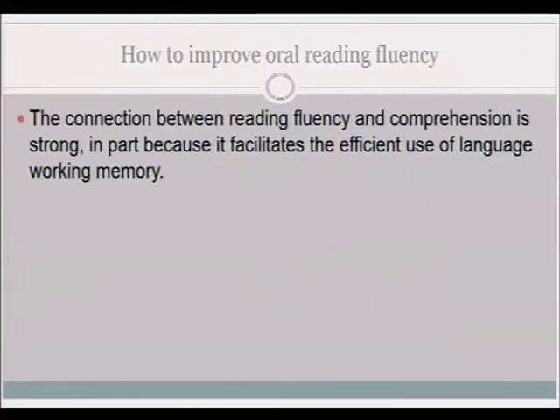The connection between reading fluency and comprehension is strong, in part because it facilitates the efficient use of language working memory. So it's very important that we do fluent reading so that our children can comprehend what they read. The more fluent they are, the more they can comprehend the text.